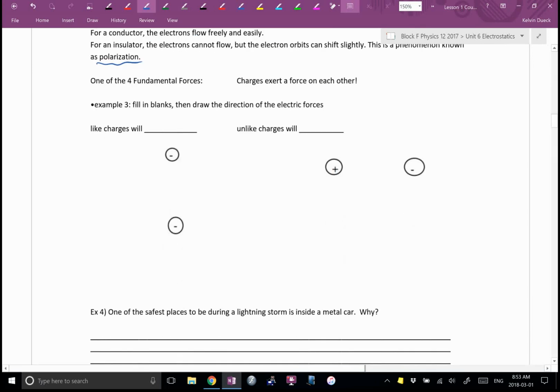Charges exert forces on each other. Here is what I hope you remember from Science 9. Like charges, blank. Unlike charges, blank. Like charges, repel.